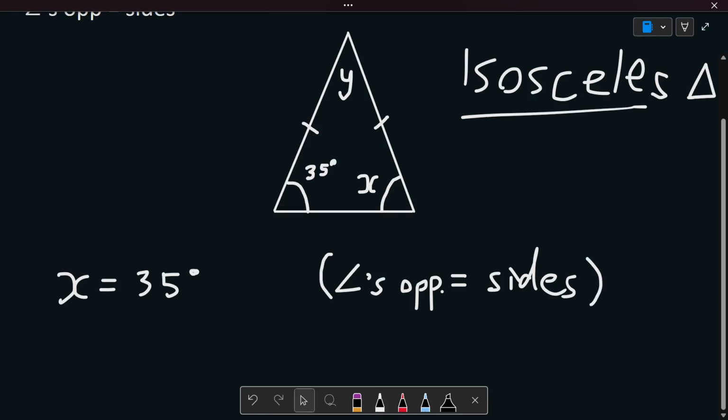Alright, now that we know what our x value is, let's just replace it on the diagram here. Our x value is going to be equal to 35 degrees. And how are we going to find angle y over here? Well, we can clearly see we know two angles of this triangle. And to find that angle y, which is the unknown variable of the triangle, we just need to add all of these angles together to give us 180 degrees.